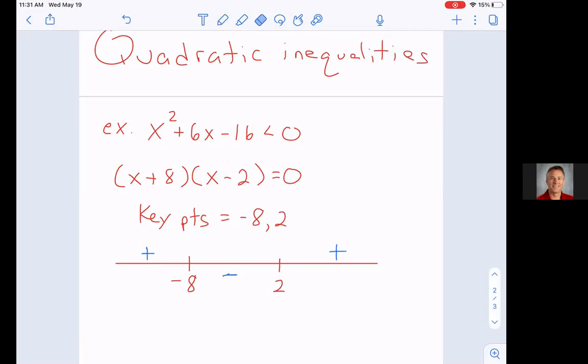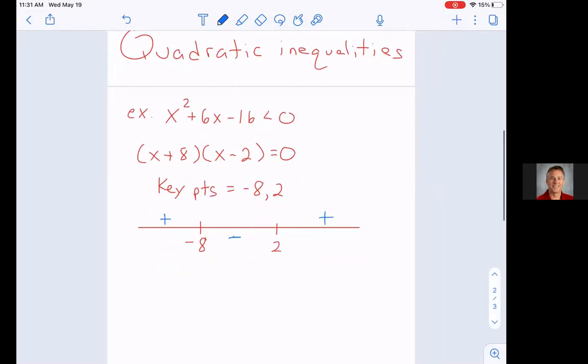And so now that I've tested all my regions, I want to know which region gives answers less than 0, namely negative stuff. So it's that region in between. So our answer is that region. So it is from -8 to 2.